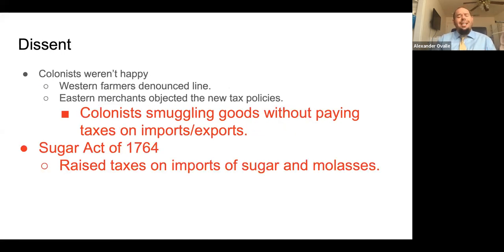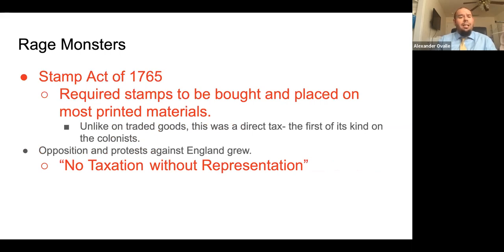However, that's not going to sit well with the colonists. They weren't happy. Western farmers are going to denounce this line. Eastern merchants are going to object to these new tax policies. So colonists are going to do what they do best. They're going to smuggle goods without paying taxes on imports and exports. Then Parliament is going to get wind of this, and they're going to create a new law, the Sugar Act of 1764, which is going to raise taxes on imports of sugar and molasses. Ugh. What are they going to drink their tea with? Not sugar? Of course they're going to pay. They've got to pay it, like gasoline prices.